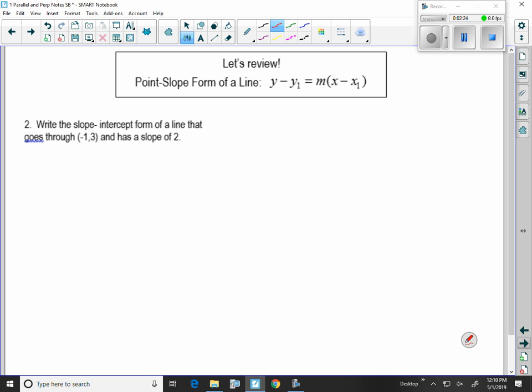slope of 2. Is there anything different about this question compared to number 1? Nope. No, so I'm going to let you do it on your own. Okay, y equals mx plus b. Plug in the necessary parts and solve for the part that you do not have.